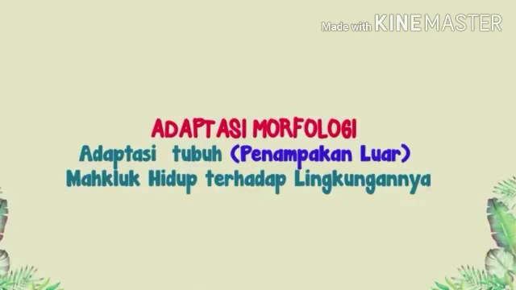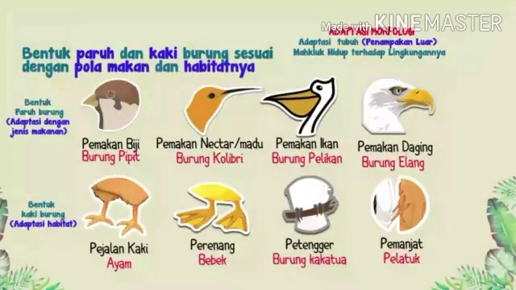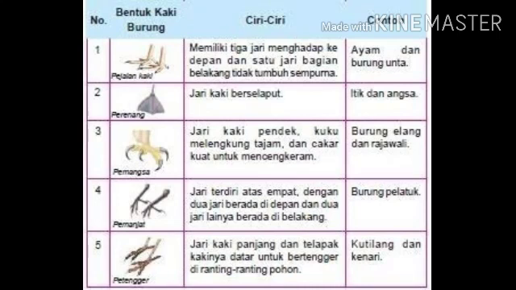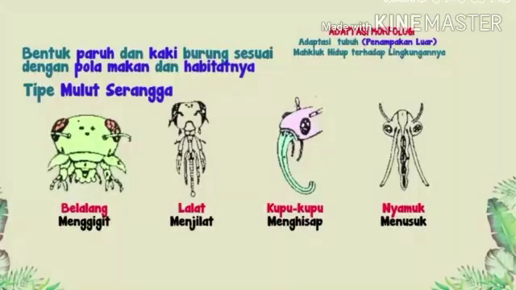First, morphological adaptation. Morphological adaptation is the adjustment of living things related to external forms and organs in the living body. Some examples of morphological adaptations in animals are the adaptations of a bird beak based on the type of food, adaptations of the shape of a bird leg based on its place of life, and adaptations of the shape of an insect's mouth based on its type of food.